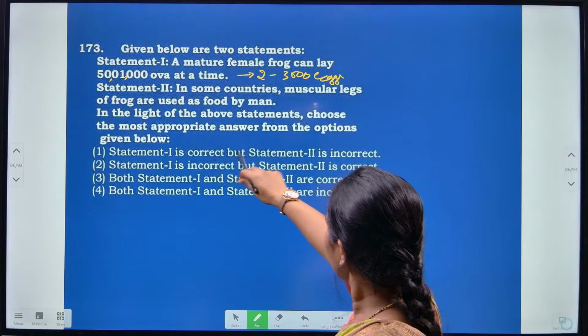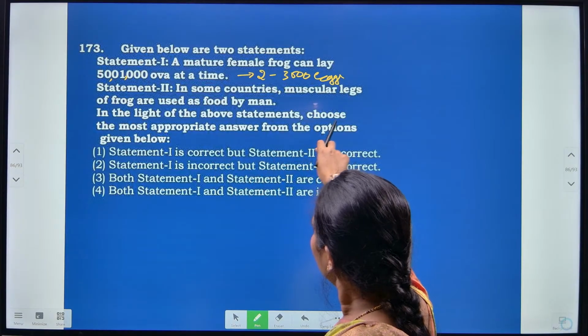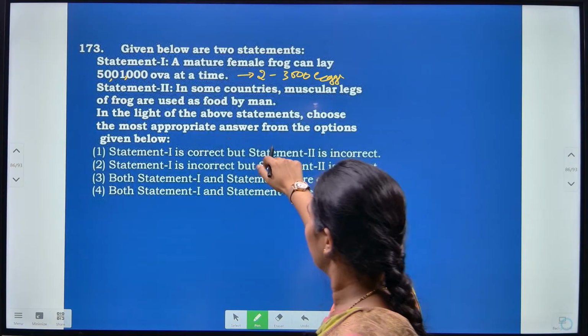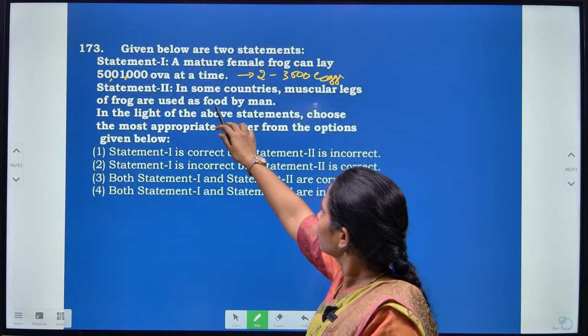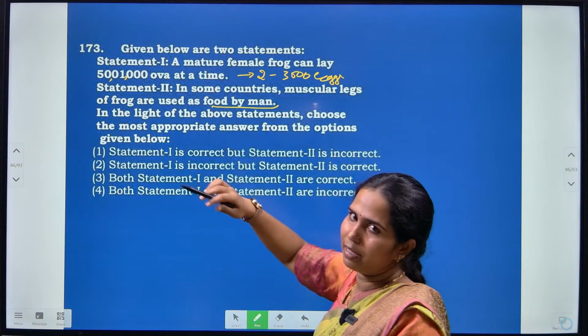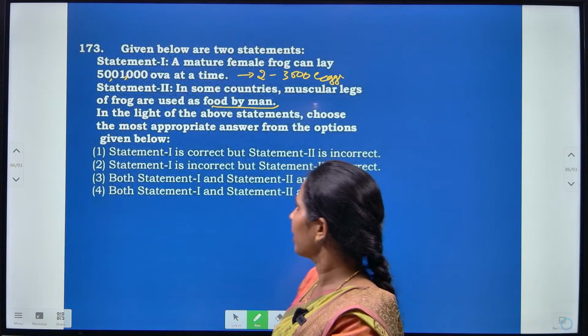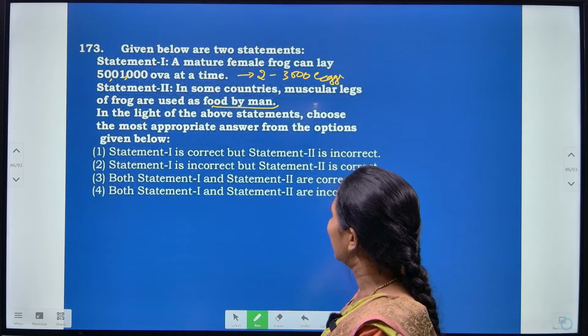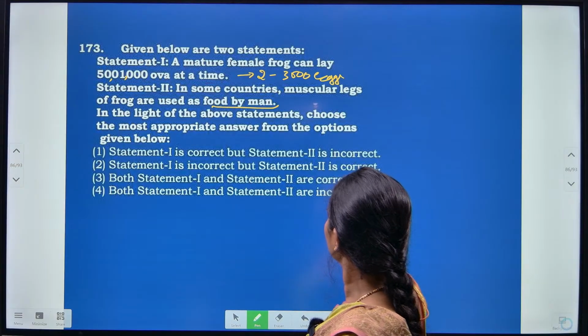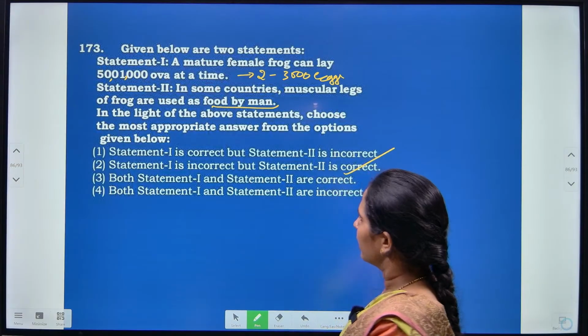Statement 2, in some countries the muscular legs of frogs are used as food by man. Yes, that is used as food by man in other countries where they cannot afford good meat. So statement 1 is incorrect, but statement 2 is correct here. So according to this, it is option 2.